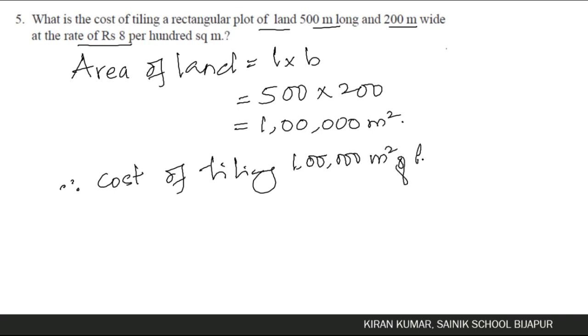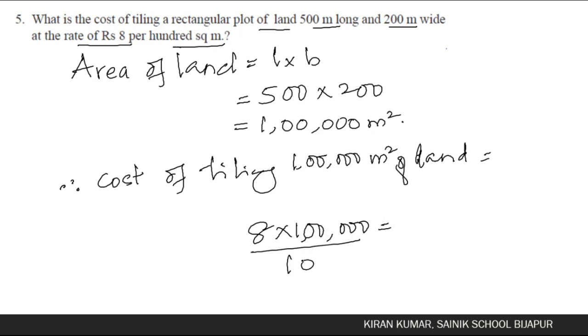land will be equal to 8 times 1 lakh. This is per 100 square meter, so divided by 100, so 2 of the zeros get cancelled, becomes rupees 800... so 8000. Here 3 zeros are there. Okay, 1000 into 8 is 8000. So rupees 8000 is the cost of tiling.